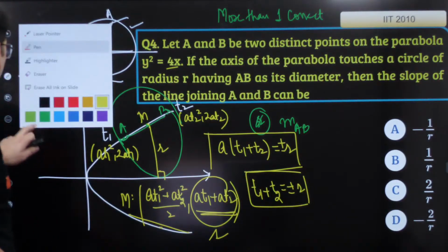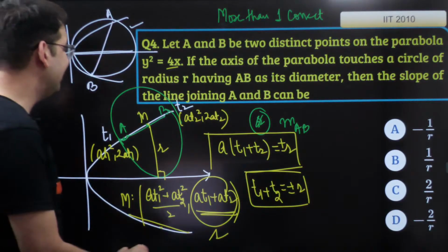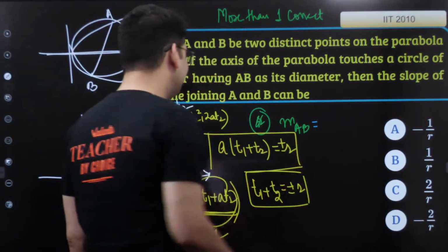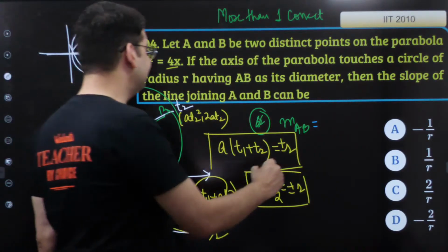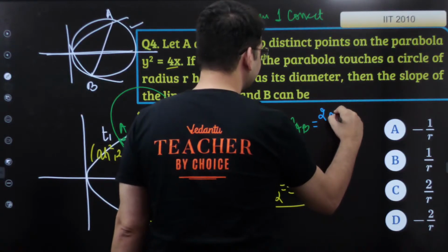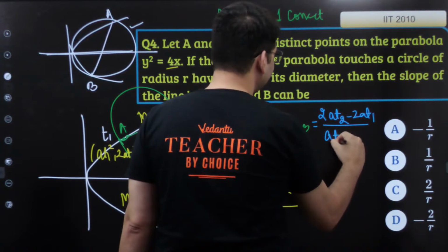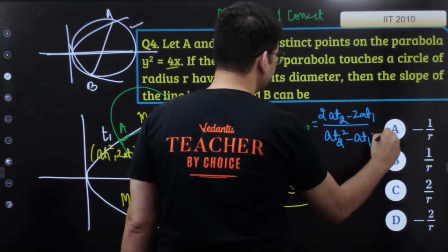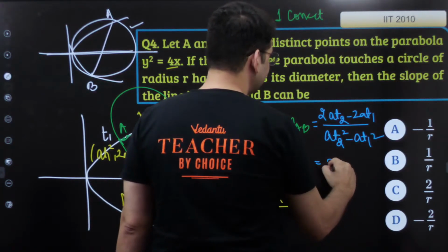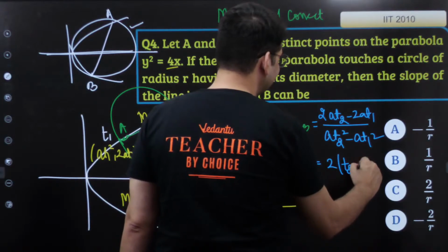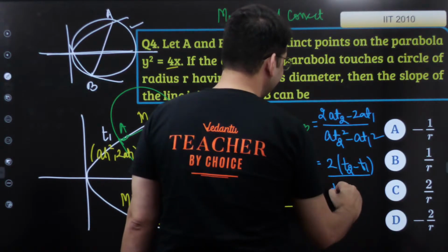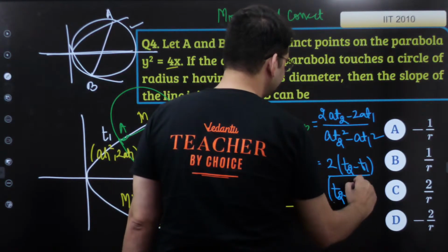Now what is asked is the slope of AB. Slope of AB, y2 minus y1. So that means 2a T2 minus 2a T1 upon a T2 square minus a T1 square. So 2 times T2 minus T1 upon T2 minus T1 into T2 plus T1.